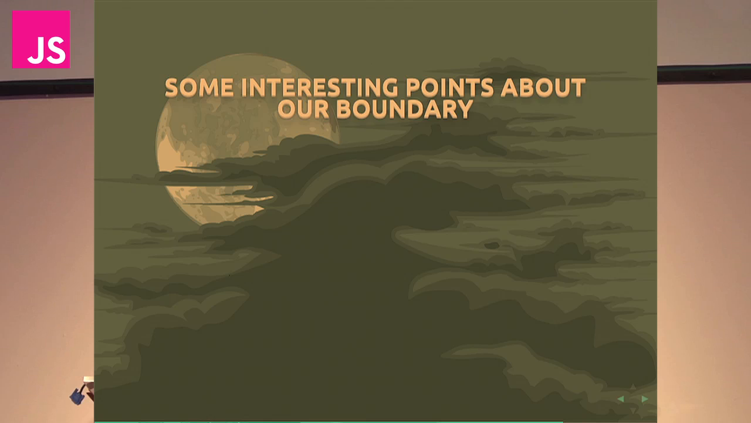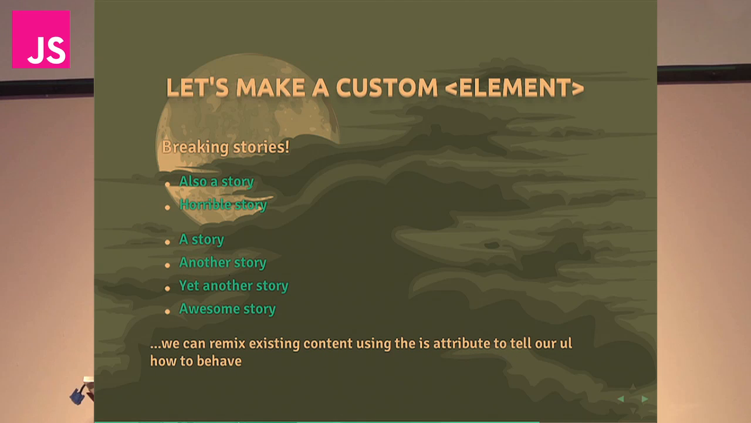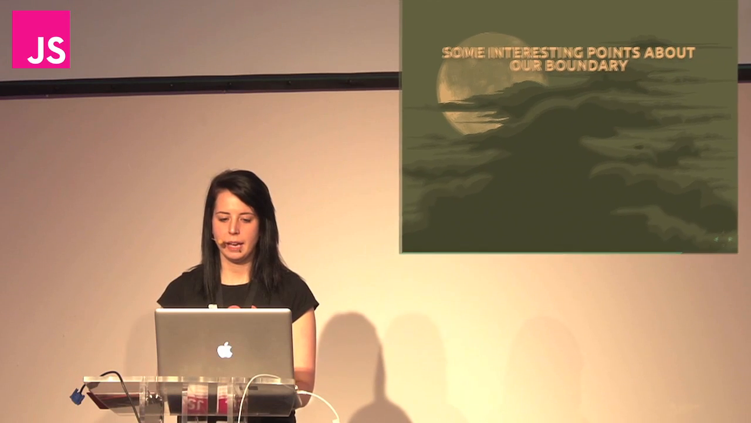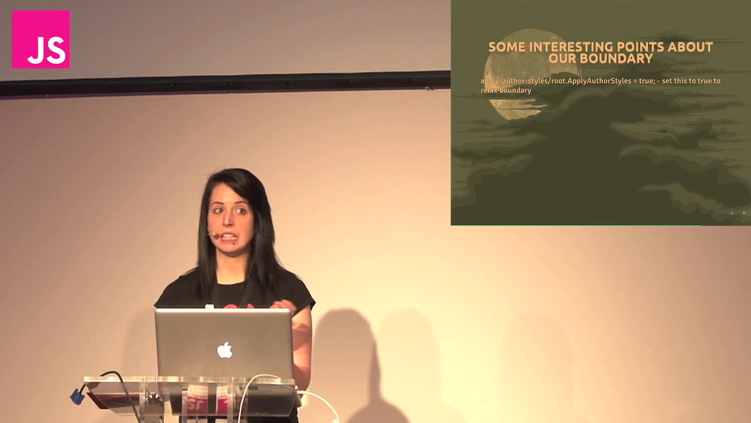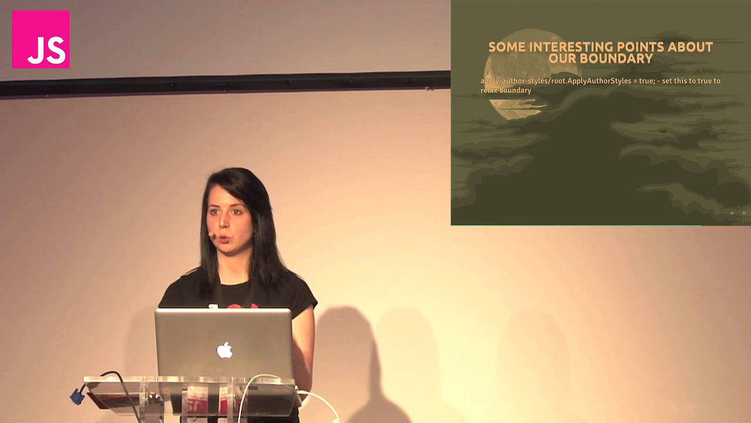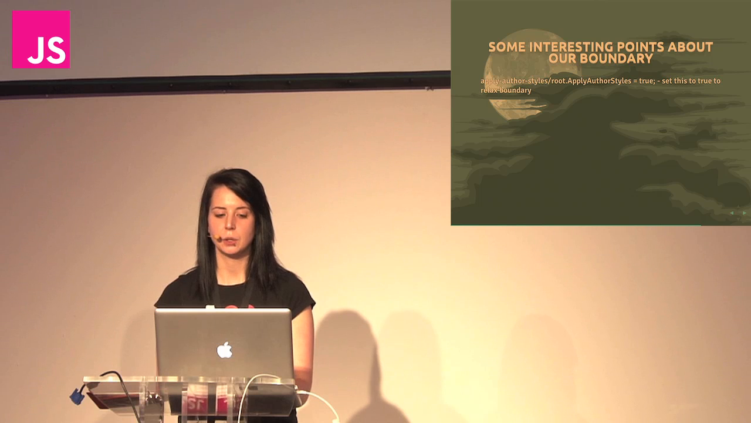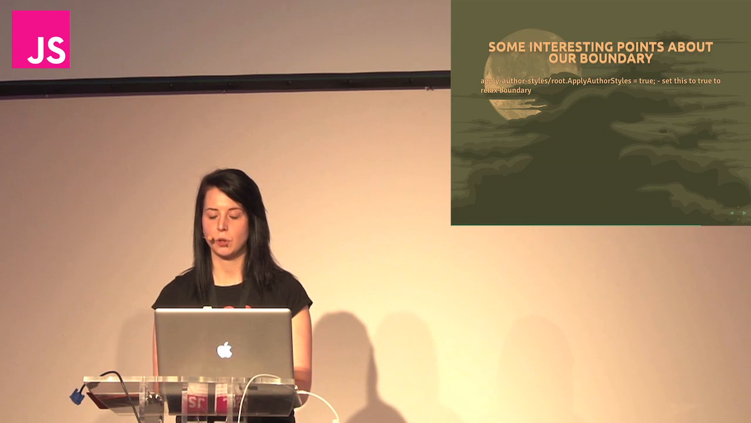Some interesting points about this boundary: I was having conversations with people about CSS selectors and specificity. Any CSS that is applied from the parent DOM and its style sheets will not affect the shadow elements, but it will affect the elements that have been inserted from the host node into the content element. That's an important thing to note. And for those shadow elements, if you do want the styles from your parent document to apply to the shadow children specifically, you can use the apply author styles attribute on the template element, or imperatively in JavaScript, you can do root.applyAuthorStyles equals true.